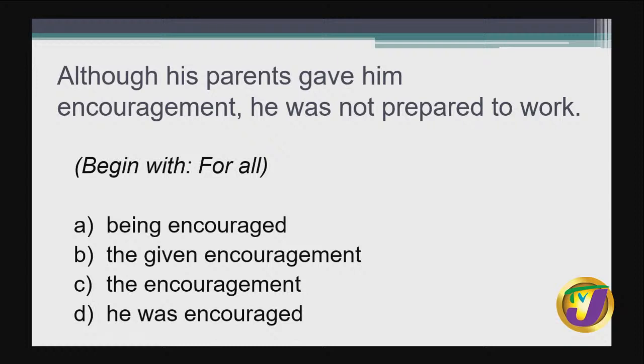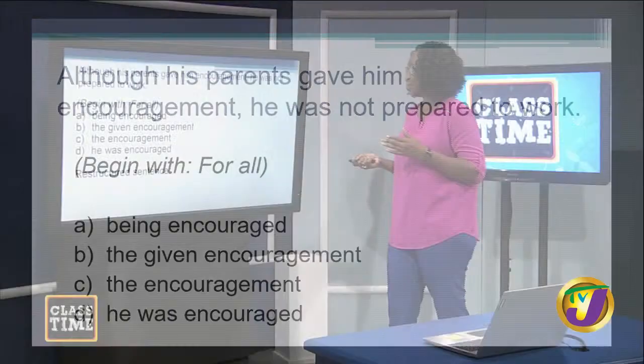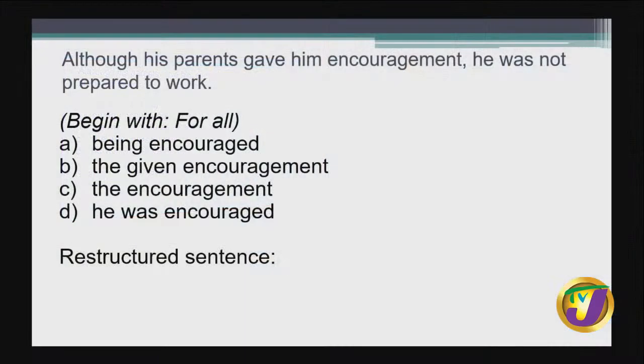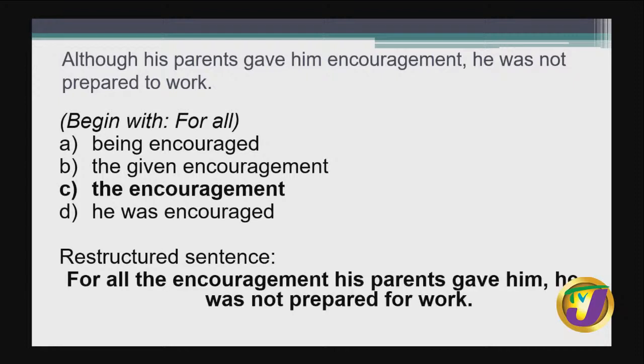For all of what? For all the encouragement. Very good. So for all the encouragement, and then you can finish the rest of the sentence, and it should look something like this here. So you're going to use the encouragement, and then your reconstructed sentence could look like this. For all the encouragement his parents gave him, he was not prepared for work.